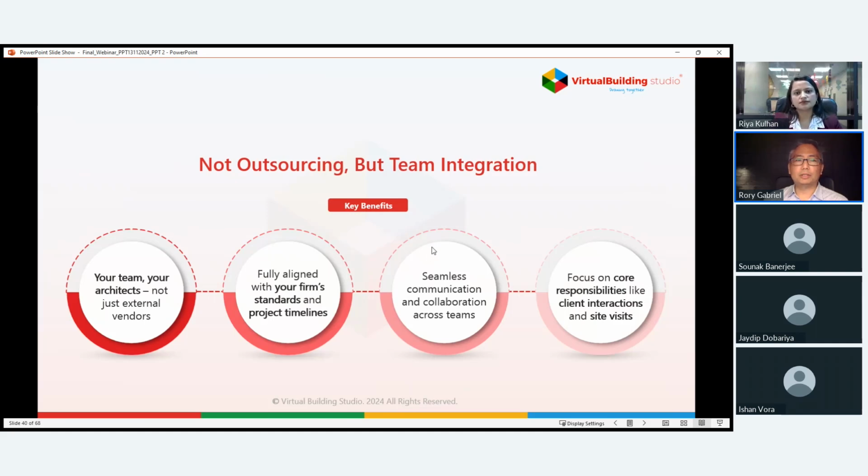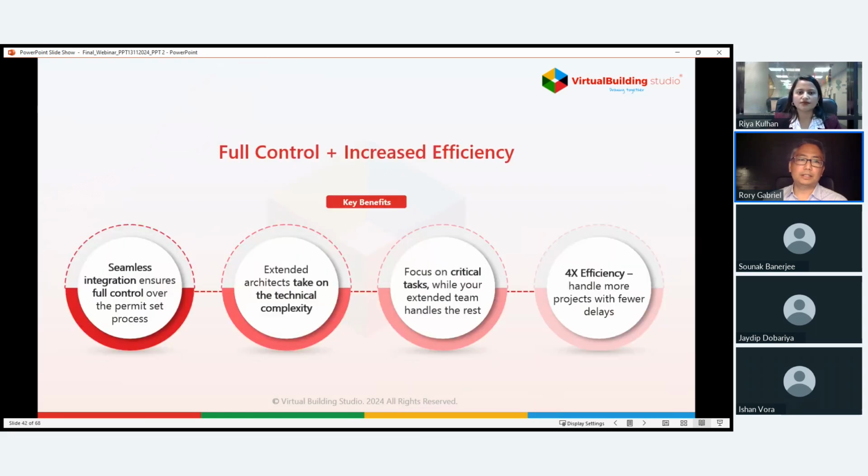They work in alignment with your firm's standards, time zones, and project needs, ensuring smooth communication, easy collaboration, and immediate response times. This level of integration means your in-house team can focus on their core responsibilities, such as client interactions and site visits, while the extended team handles the technical complexities of the permit set process. This approach allows your architects to focus on what they do best, without the distraction of administrative tasks that slow down the permit process.